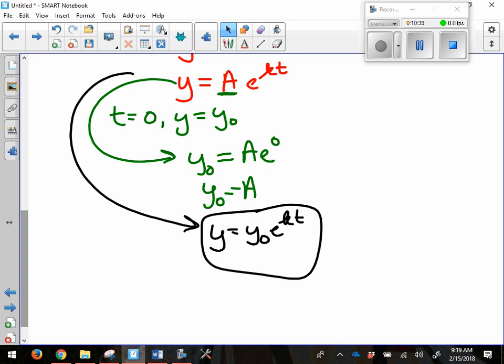Okay. All right, so we can make this be exponential growth if we let k be greater than 0. We can let it be exponential decay if we let k be less than 0. It just kind of depends on what the problem is.